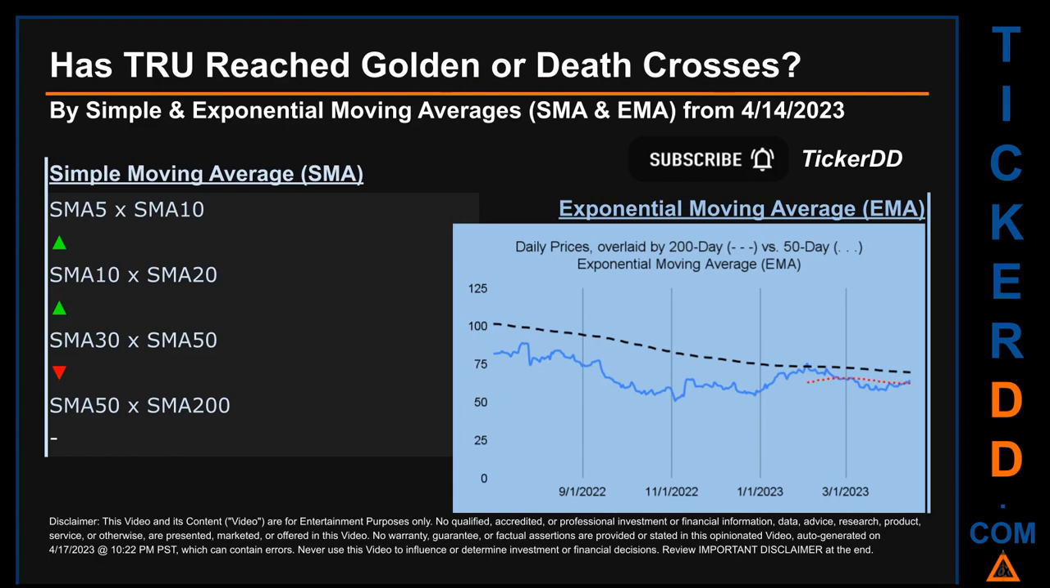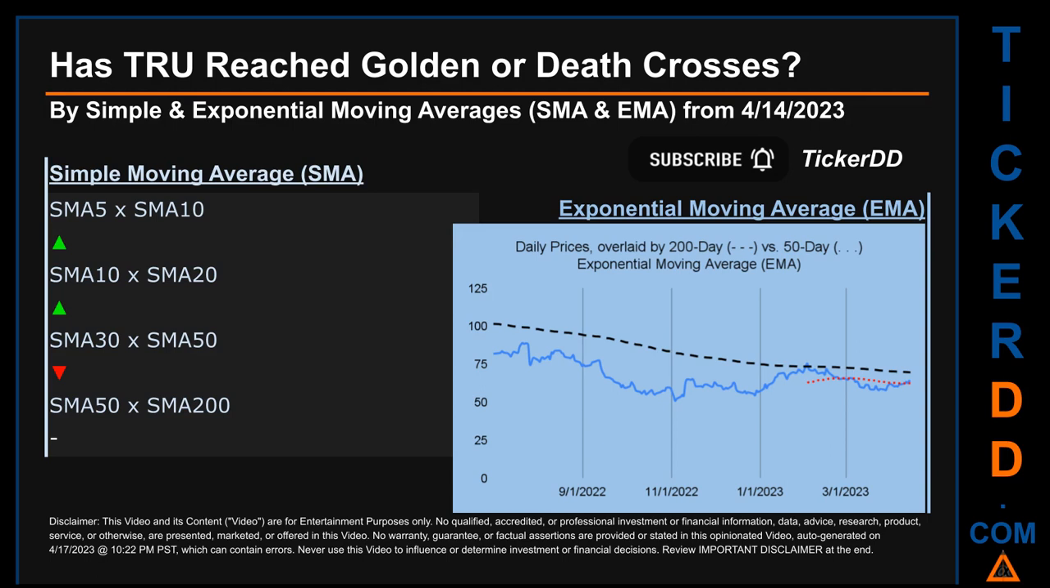Has TRU price reached golden or death crosses? Golden cross and death cross are basic signals that compare average prices across two specified trade day ranges, a short-term versus a long-term range. For example, 5-day versus 10 trade days. Essentially, a golden cross is a bullish signal. It appears when a ticker's short-term moving average crosses above its long-term average. Vice versa, a death cross is a bearish signal when the short-term crosses below its long-term moving average.